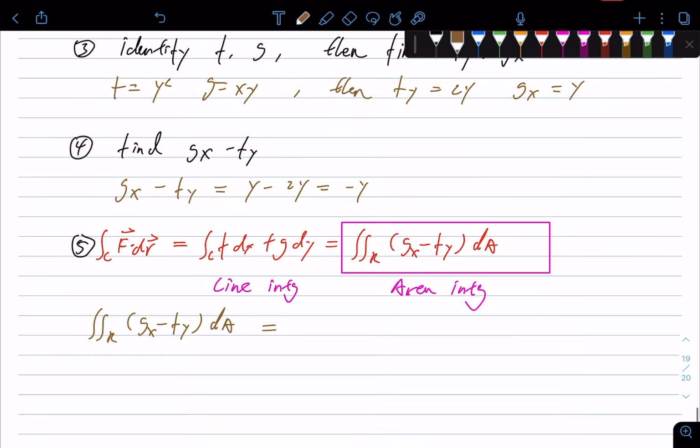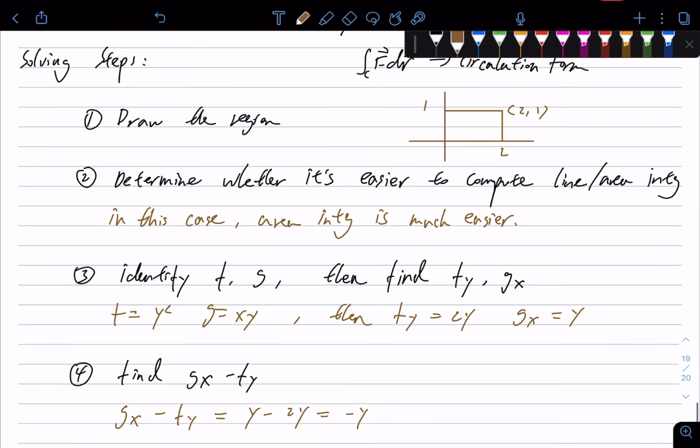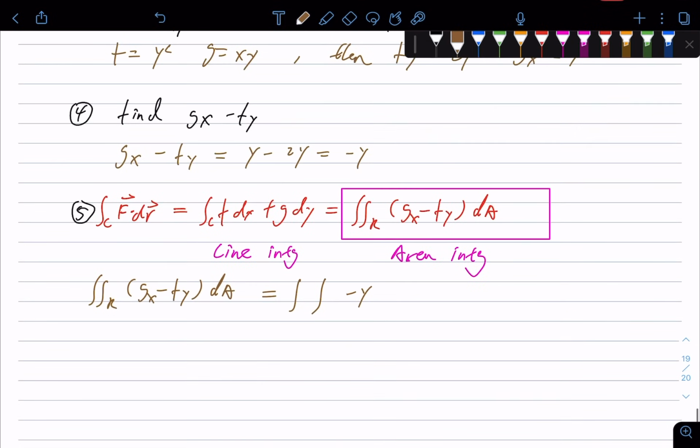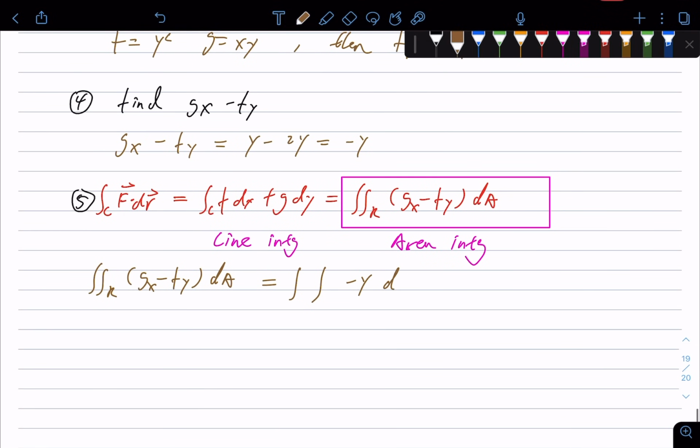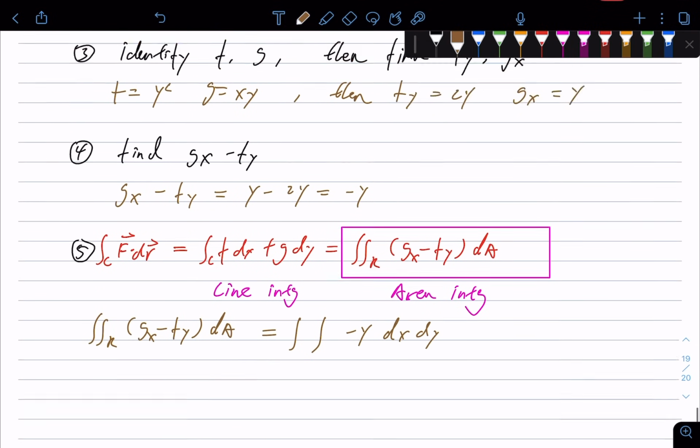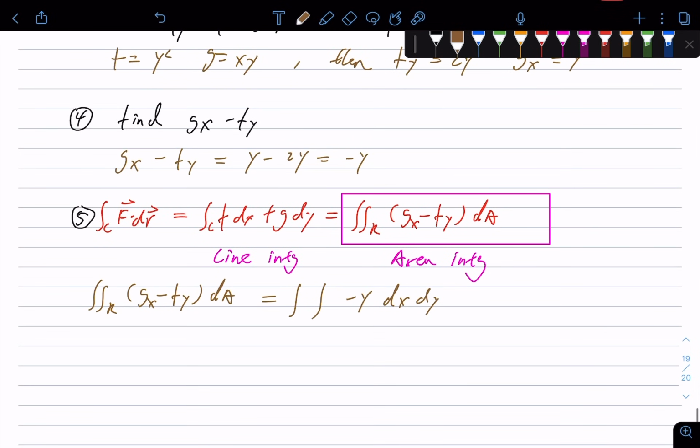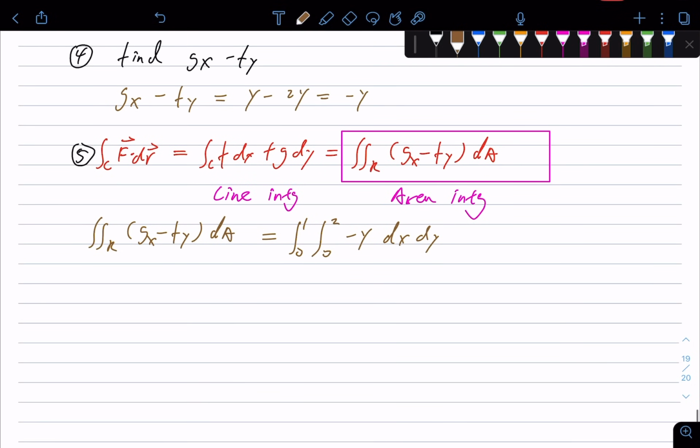All right, so the integrand is going to be gx minus fy. That's just negative y. Then we're going to compute this in rectangular coordinates. So let's just go ahead and do dx dy, and then x bounds will be 0 to 2, y bounds will be 0 to 1. This will be a very, very easy integral to compute.